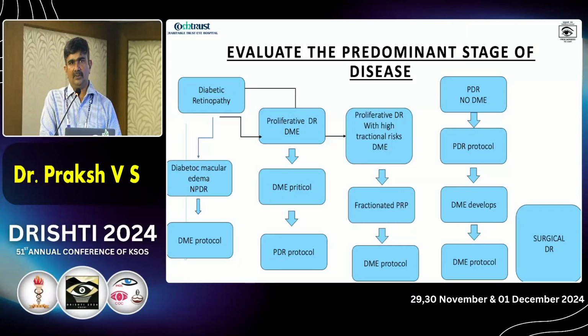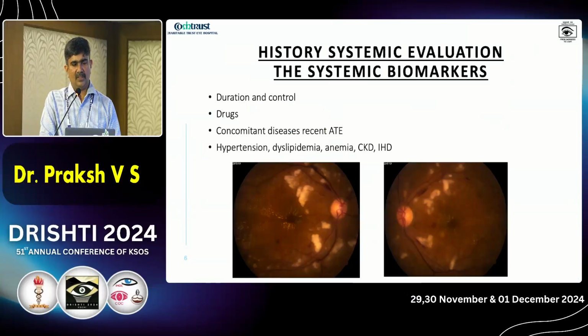And for PDR with no diabetic macular edema, you start with PRP. But remember that many of the patients, at least 25% of the patients, do develop macular edema when you start with PRP, and you will have to treat that macular edema as per your diabetic macular edema protocol after you complete your PRP. Then come the surgical complications, which have to be dealt with by surgery. We'll just briefly go through the scenarios that we'll have.